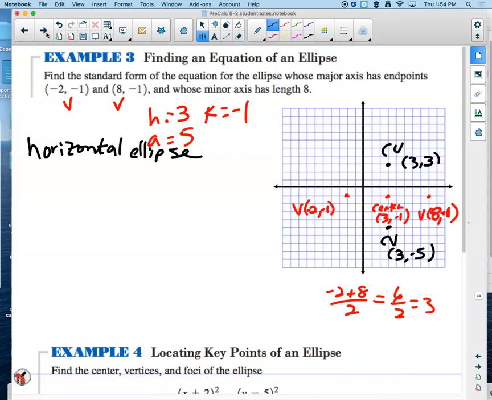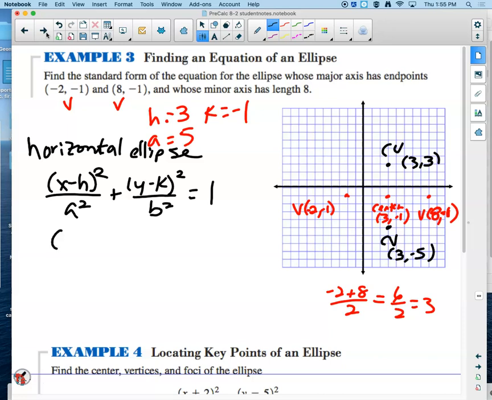And we want to write the standard form of that, so that's going to be x minus h squared over a squared plus y minus k squared over b squared equals 1, because when that a squared is underneath our x coordinate squared, that's the horizontal. So we want to go ahead and write this if we have everything that we need, and it turns out that all we need is a and b once we have that center at 3, negative 1.